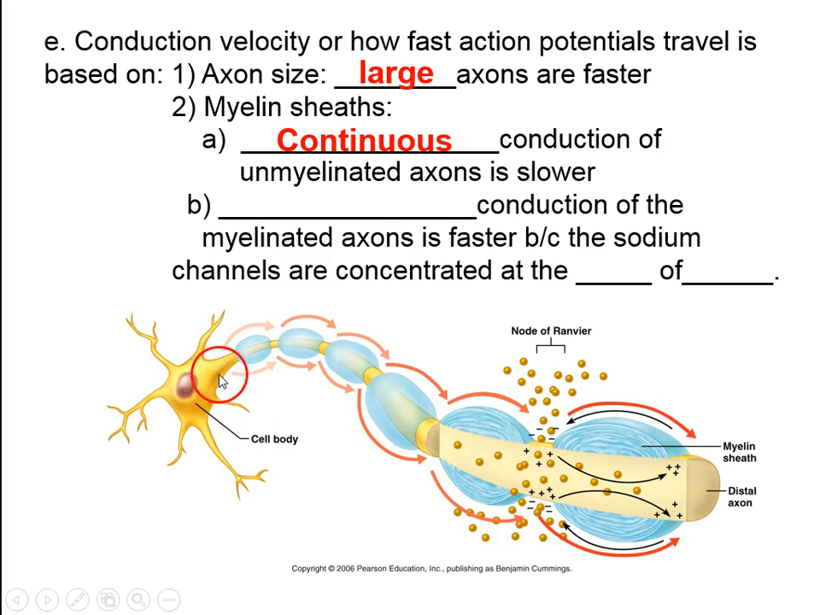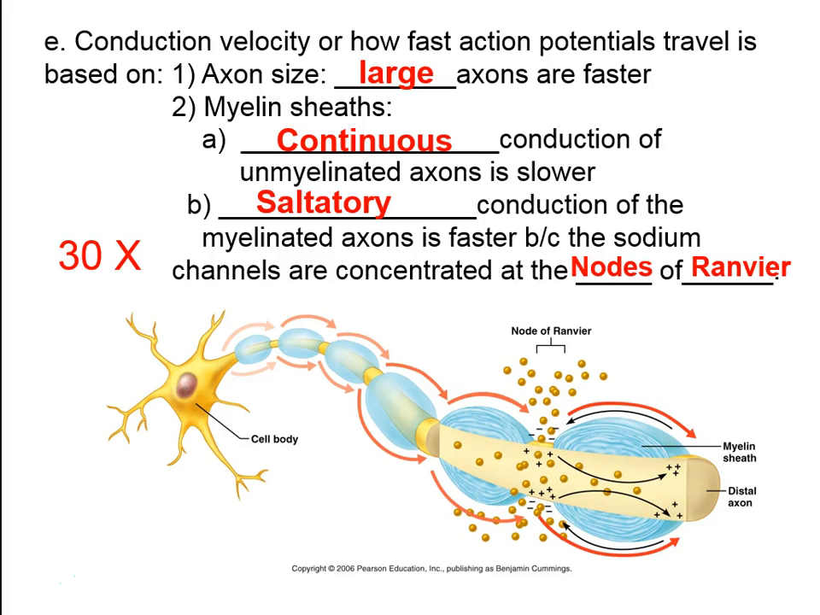So if there weren't any myelin sheaths, we have to travel every inch of that road, and we're going to be a lot slower than if we just have to travel the nodes to get to the end. So continuous is where there's not a myelin sheath and it's slower. Saltatory is where we jump from node of Ranvier to node of Ranvier, and it is faster. So the sodium channels are concentrated at the nodes, and so that's where you're just having the depolarization wave. It's 30 times faster with saltatory conduction.